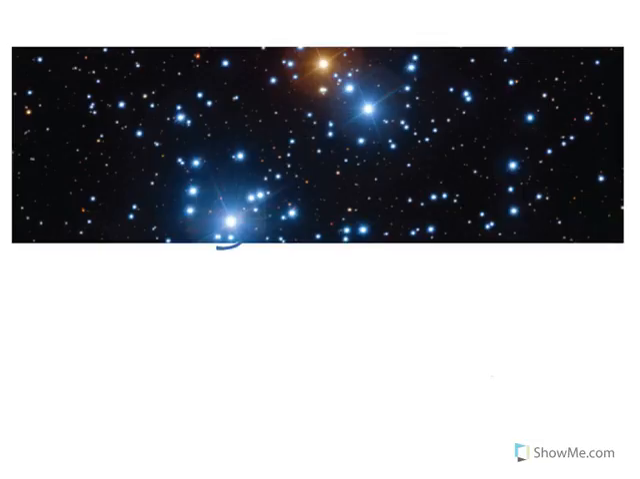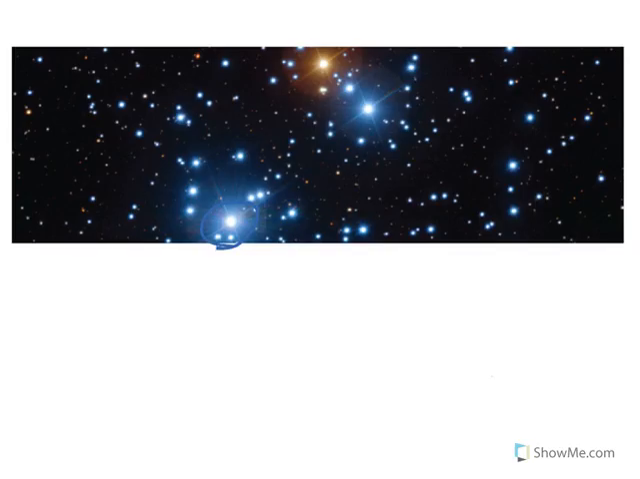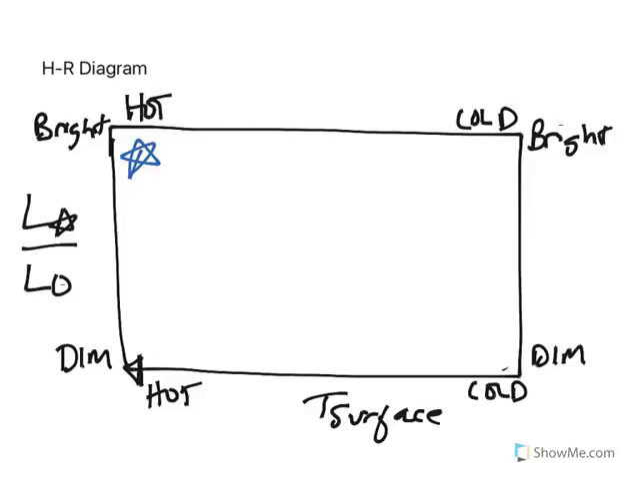So let's take a look at this bright blue star. This blue star, blue is a hot color, and it's bright. So this star would appear up here in the bright hot corner. Let's look at another star. Let's look at a small, dim blue star. Where would that dim blue star fit on the HR diagram? It's dim and it's blue, or a hot color, so that would be down here.